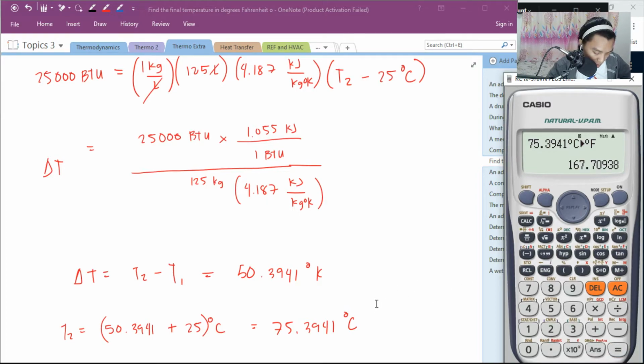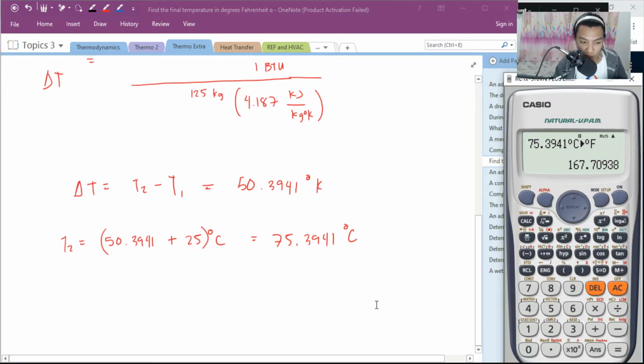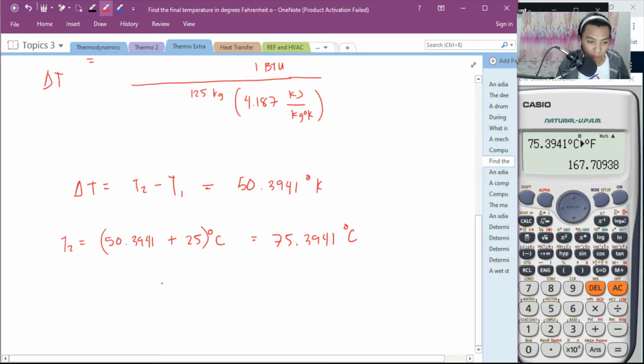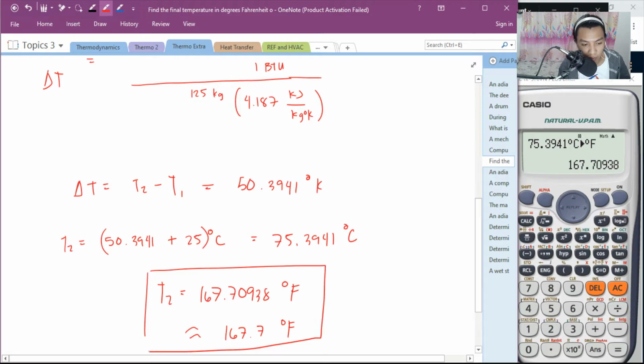I think that is 167.709. That is correct. T2, 167.70938 degrees Fahrenheit. Approximately 167.7 degrees Fahrenheit. That is the correct answer. Okay. Dire-diretso lang ang solving. That is for problem number 8.